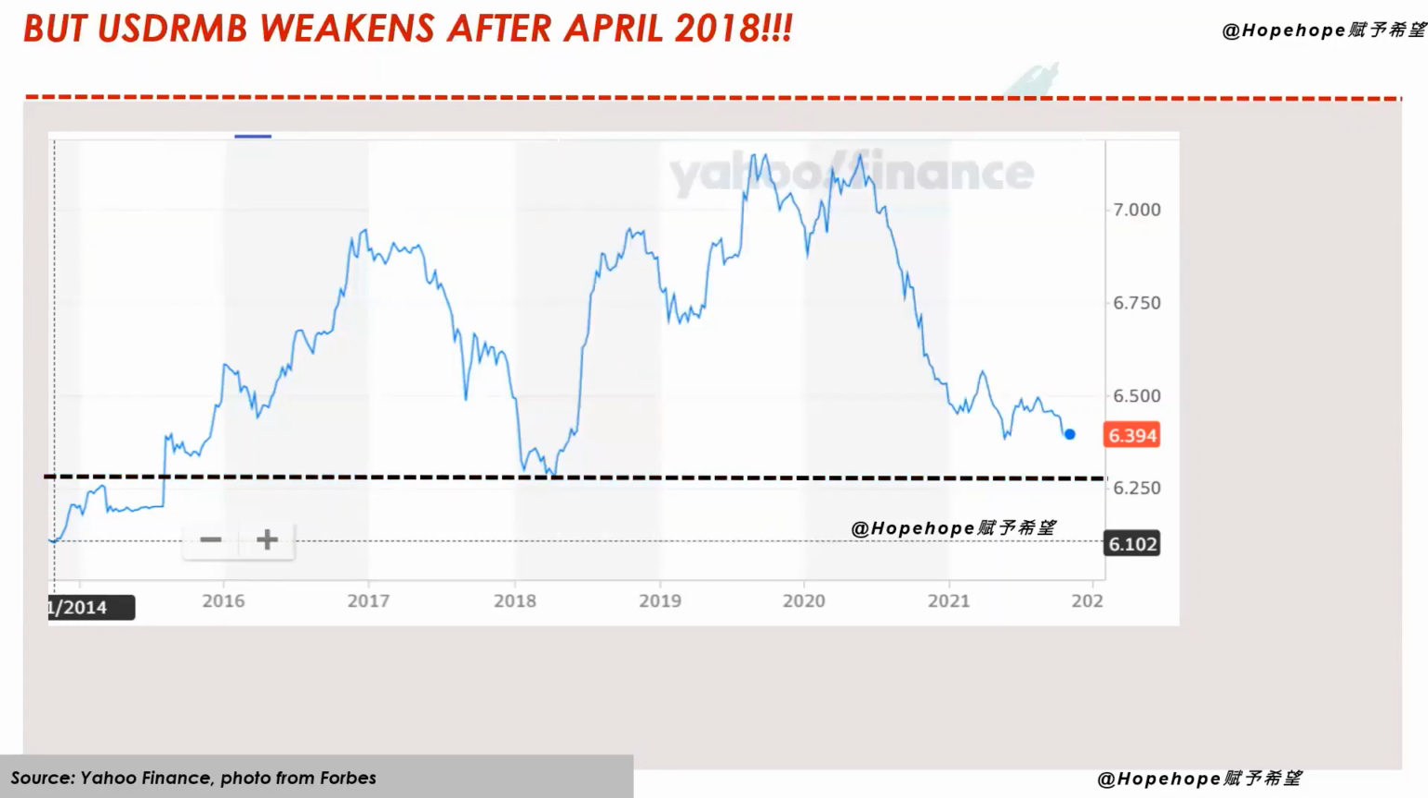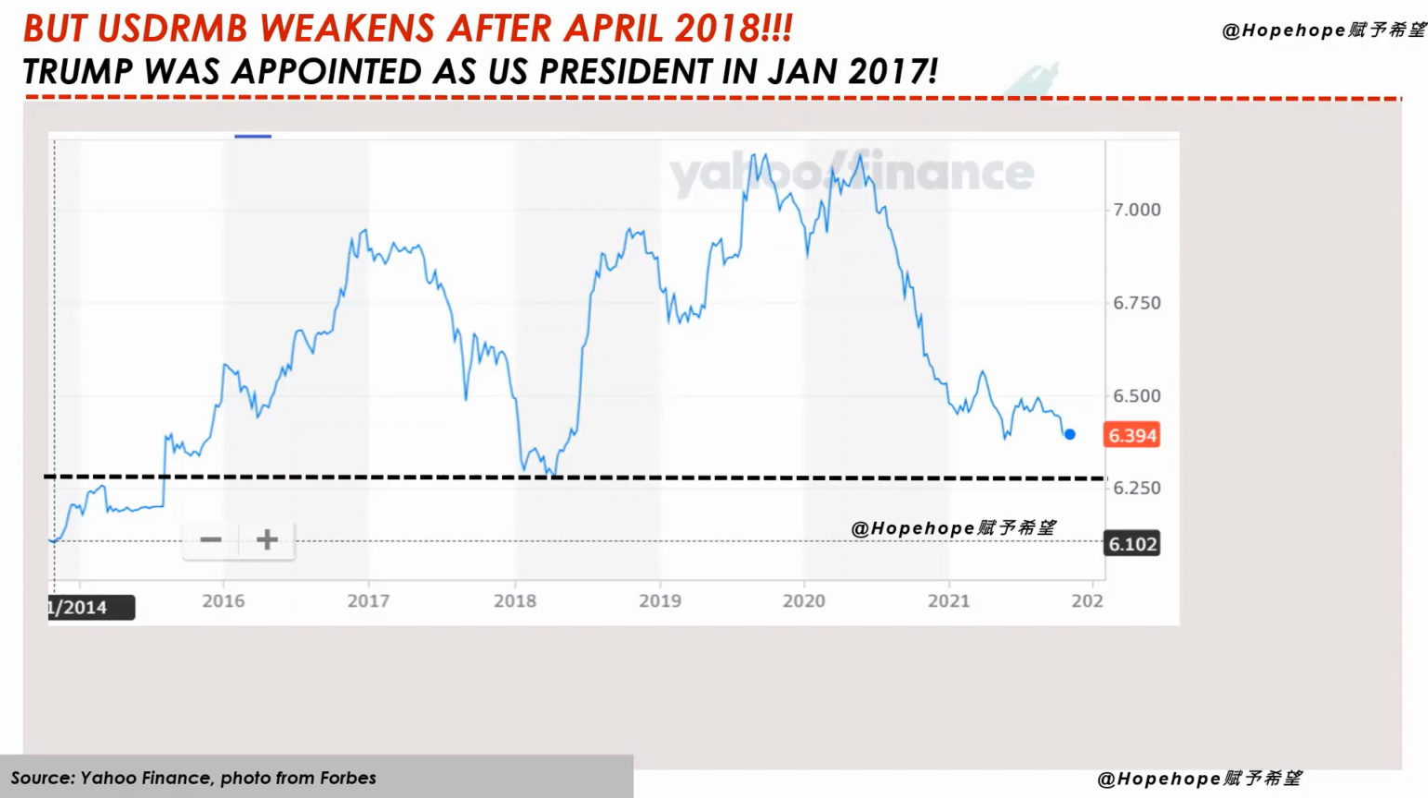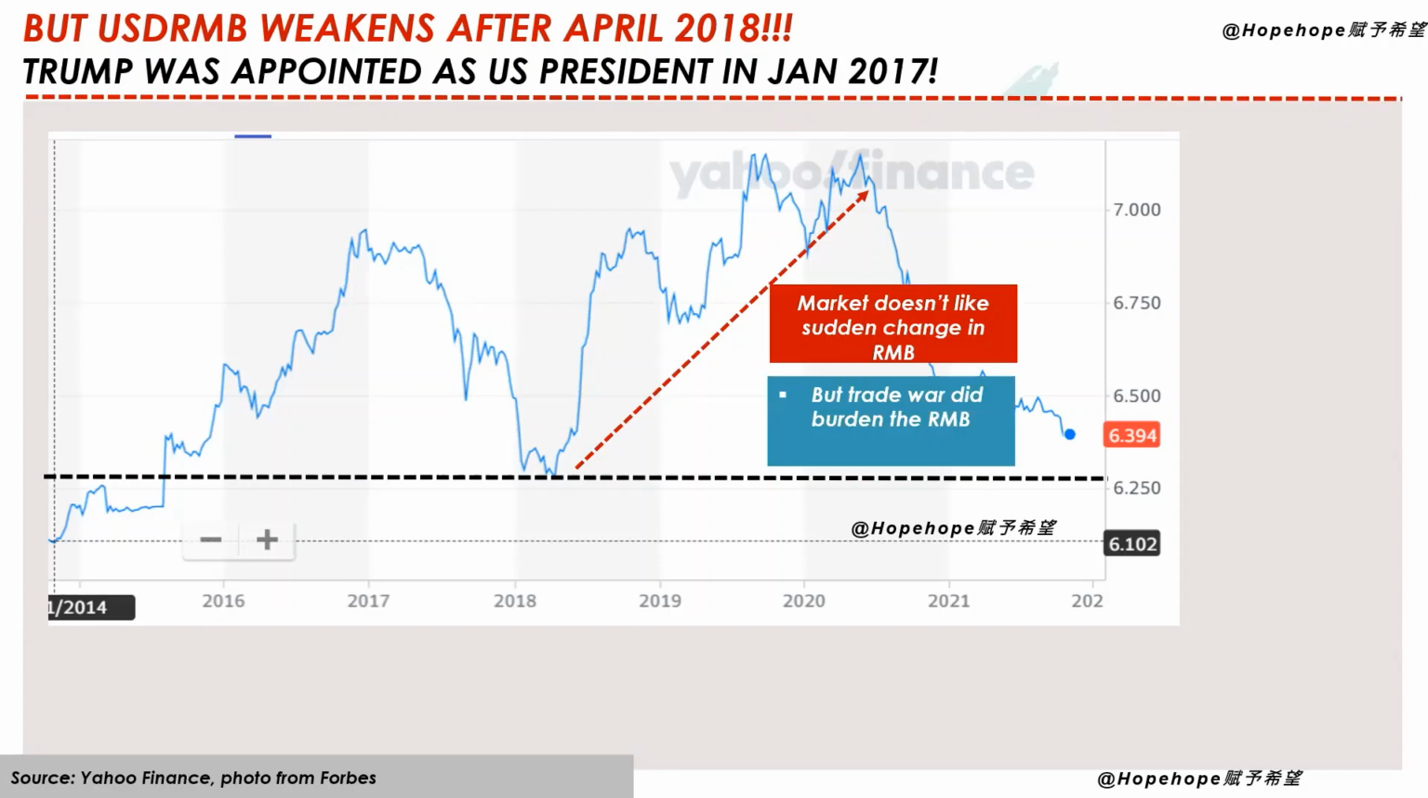USD weakens after April 2018. Trump was appointed as US President in January 2017. Renminbi actually depreciates a lot and goes above 7. The market doesn't like a sudden change in renminbi, but the trade war did burden the renminbi.